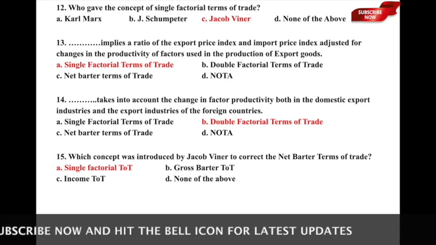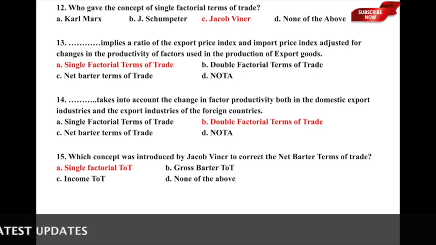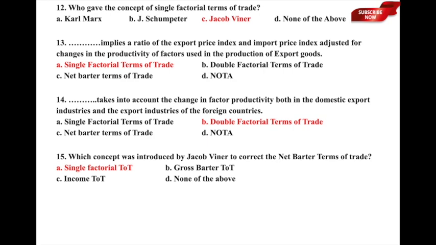What implies a ratio of the export price index to the import price index adjusted for changes in the productivity of factors used in the production of export goods? Is it A, single factorial terms of trade, B, double factorial terms of trade, C, net barter terms of trade, or none of the above? The correct answer is option A, single factorial terms of trade, which implies a ratio of the export price index and import price index adjusted for changes in the productivity of factors used in the production of export goods.